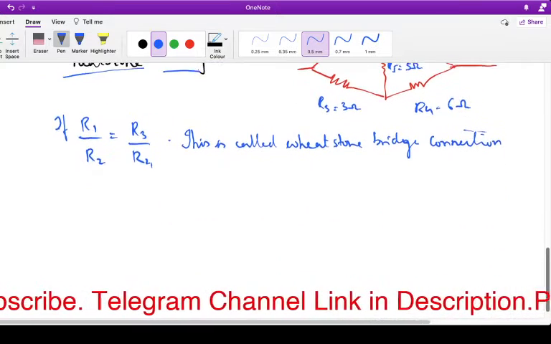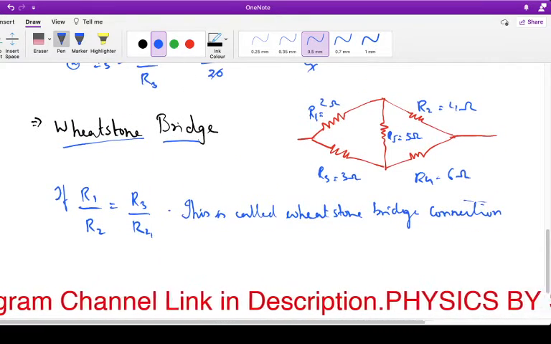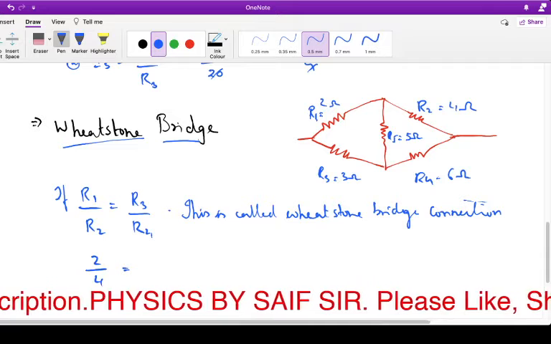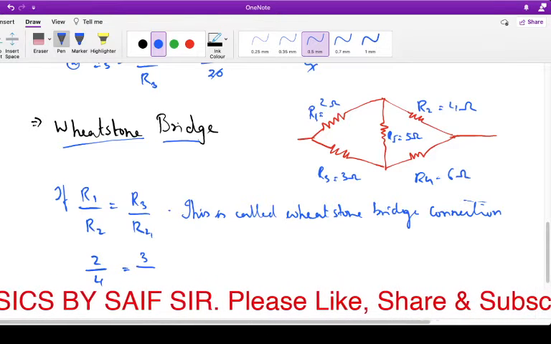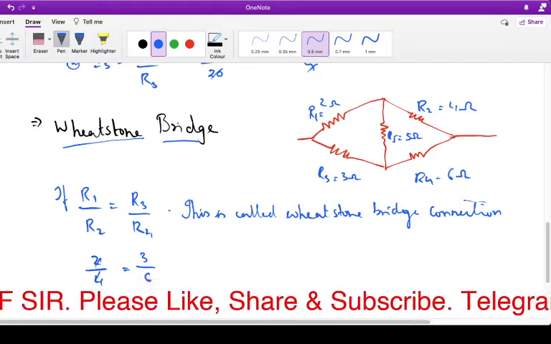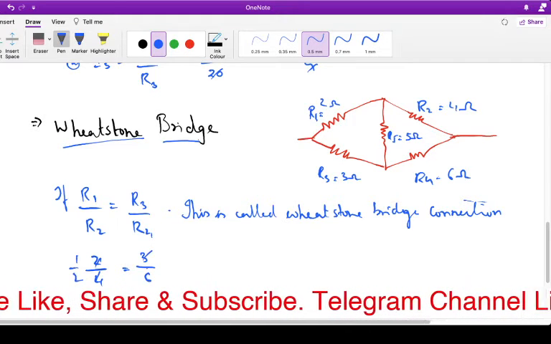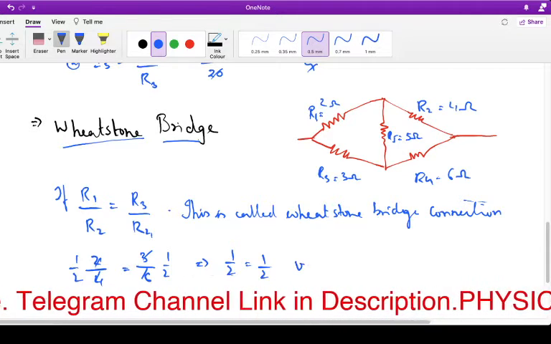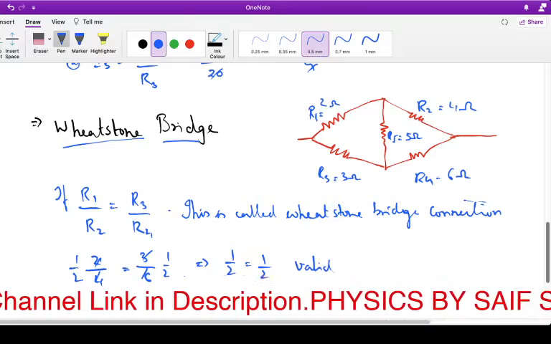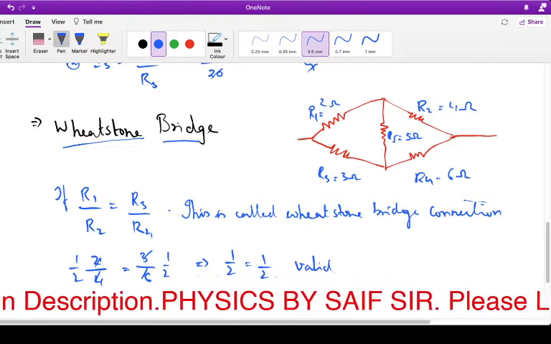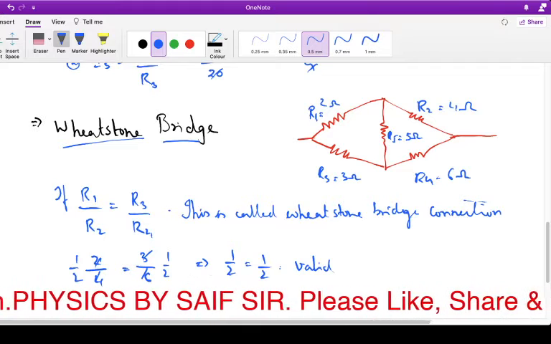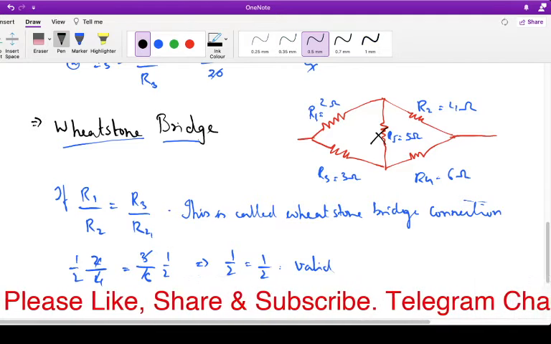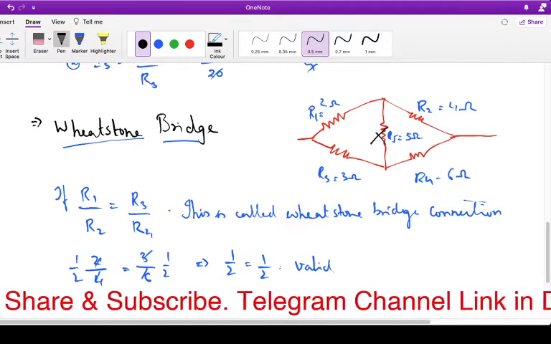Okay, now how to check if it is valid or not? Write the value of R1, 2, value of R2 is 4 ohm, which is equal to R3 value 3 and R4 value 6. Simplify, here you will get 1 by 2, and simplify this one, here also you will get 1 by 2. So 1 by 2 equals 1 by 2. It is a valid circuit. Okay, once it is a valid circuit, it is balanced, then there is no use of this middle resistor. When the circuit is balanced, there is no need of this middle resistor.